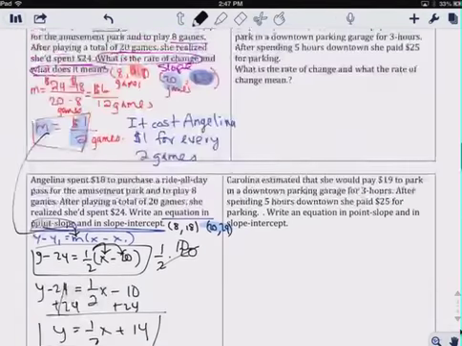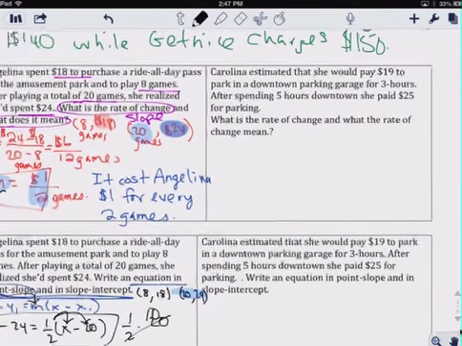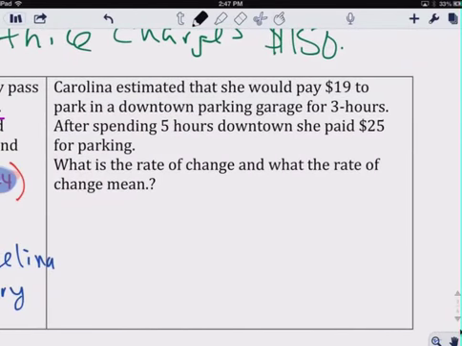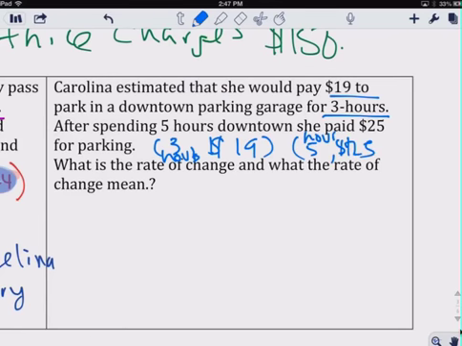Okay, let's see. Let's go back to Caroline. Estimate that she'll pay $19 to park in downtown parking lot for 3 hours. So that is 3 hours for $19. Okay, after spending 5 hours, so 5 hours, she paid $25. What's the rate of change and what does it mean?